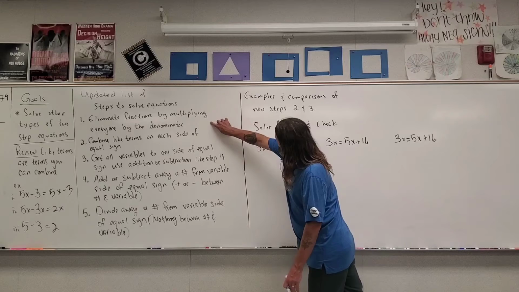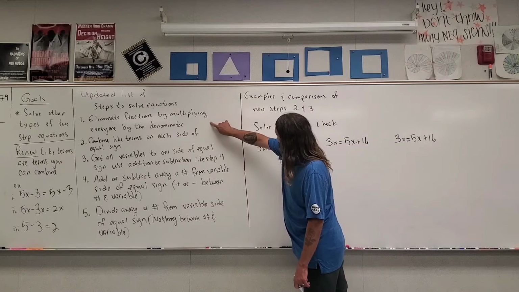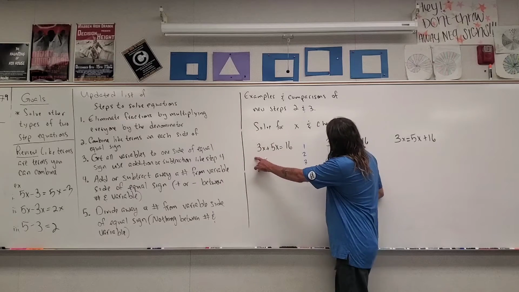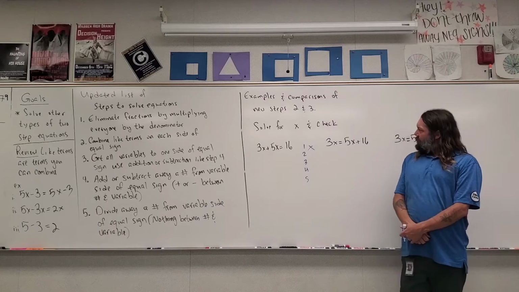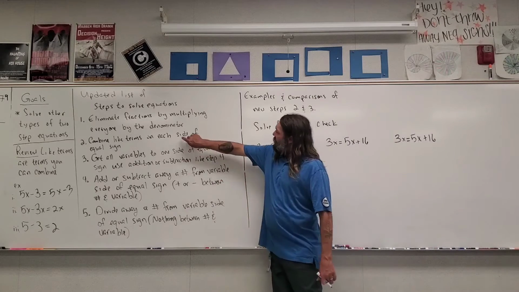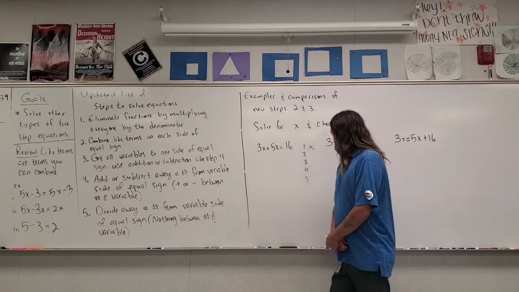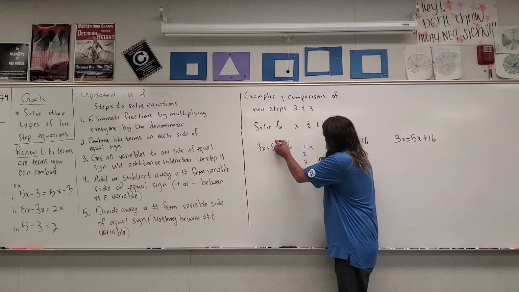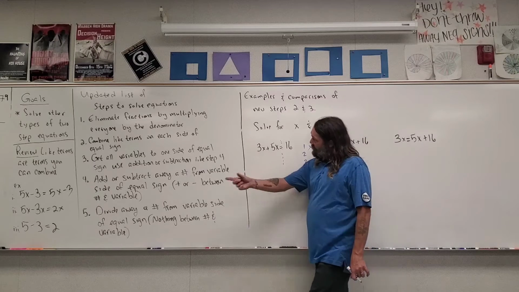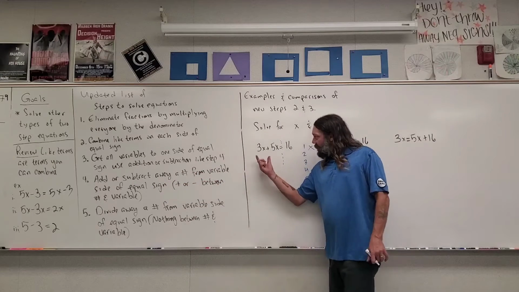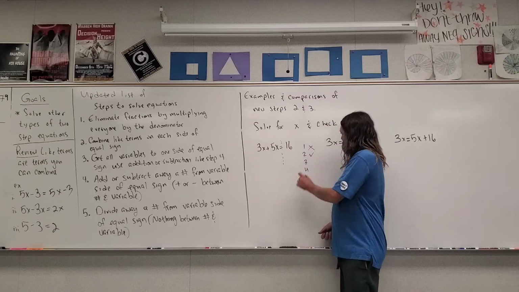Can I eliminate a fraction by multiplying everyone by the denominator? Well, this equation has no fraction, so I can't do step 1. So now I move on to step 2. Combine like terms on each side of the equal sign. Which means, do I have like terms on each side of the equal sign? Is there anybody I can put together over here? And as we just saw, yes I can. I have like terms. So I can do step 2.